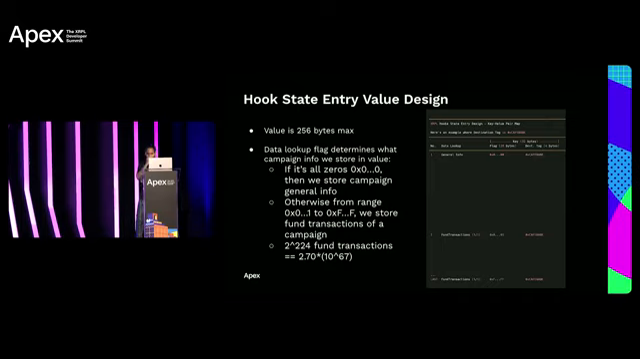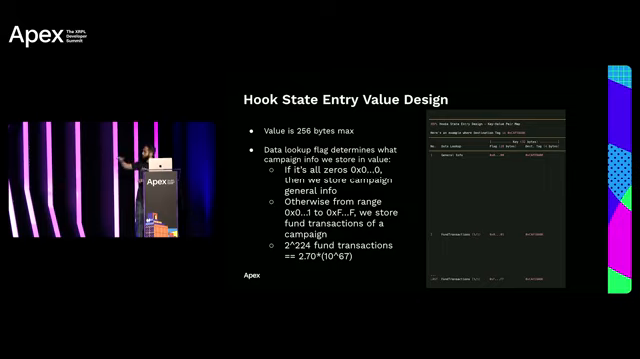And now let's cover the hook state entry value. So the value is 256 bytes. And we use a data lookup flag to determine what type of information to look up. So if it's set to 0, then we're looking at the general information of the campaign, for example, what are the milestones? What's the fundraise goal? What's the funding amount? But for all other values within that range, we store fund transactions.